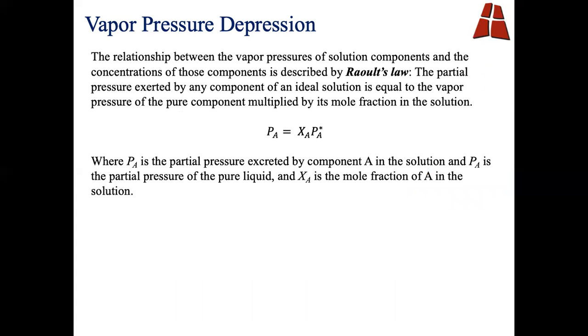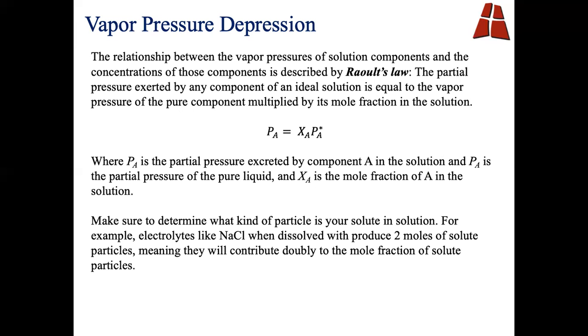We can quantify this in essentially our solution equivalent to Henry's law. So instead of Henry's law, we have Raoult's law. And it is shown here where we have the partial pressure, so the vapor pressure of any component, being equal to the mole fraction of that component multiplied by the partial pressure of that, so that P sub A star, okay?